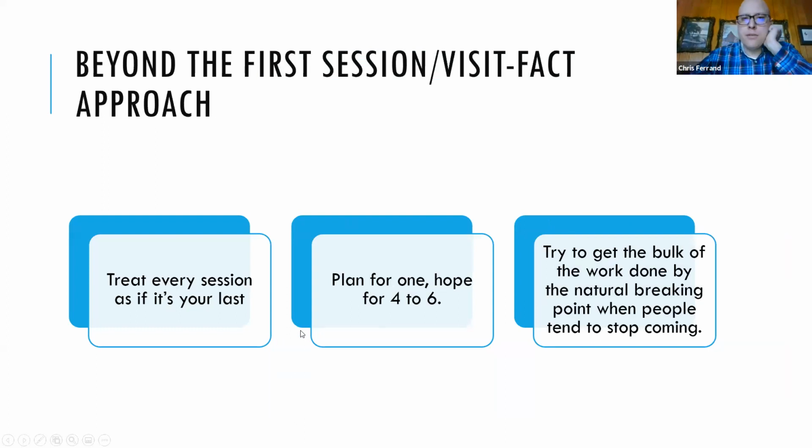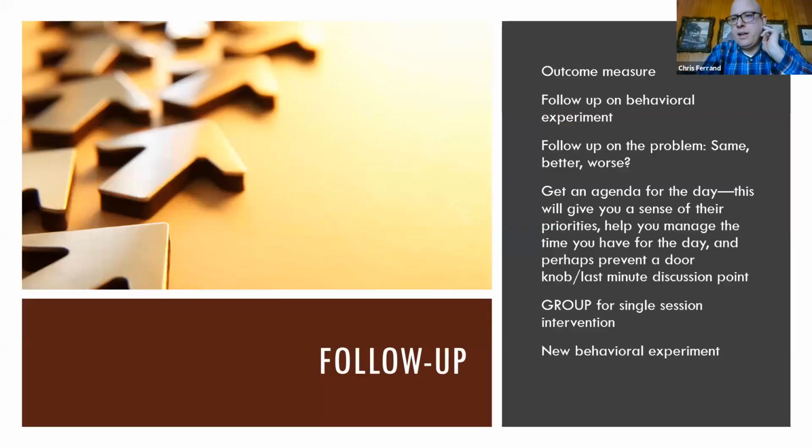All right, so beyond the first session, what we're hoping for is four to six sessions, and then try to get our work done by the natural breaking point. Each one is going to be a single session intervention. Start with an outcome measure, then follow up on the behavioral experiment, and follow up on the problem. Is it the same, better, or worse? And then get an agenda for the day.